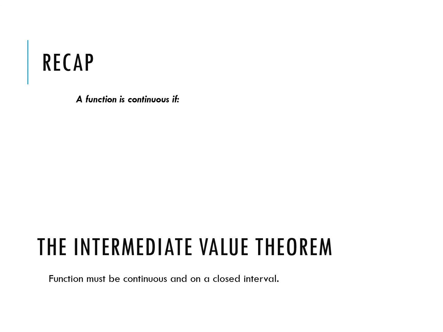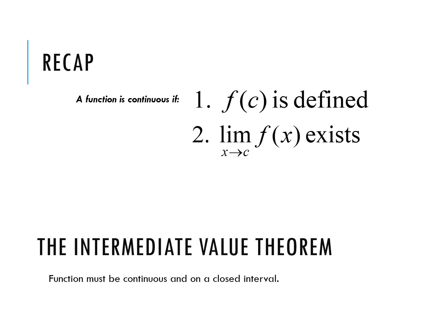Okay, boys and girls, let's recap what we've learned so far. Today we learned that a function is continuous if f of c is defined, the limit exists, and the limit is equal to f of c. And we must prove all three of those in order to prove that it's continuous. And then we learned the intermediate value theorem. It only works if a function is continuous and on a closed interval. And it says that if it is continuous and on a closed interval, there has got to be a point k such that k is between f of a and f of b on the closed interval.